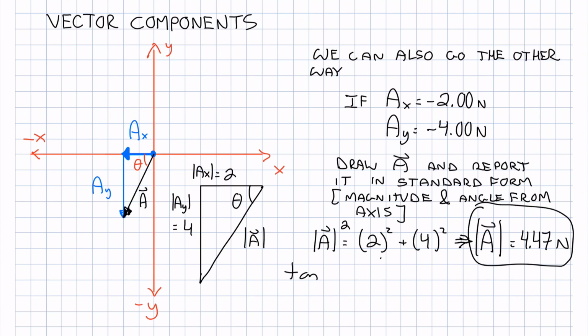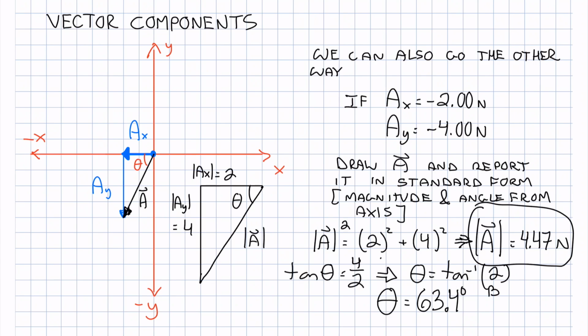Since I already know the opposite side and adjacent side, I might as well use the tangent relationship to find the angle. This will involve using the inverse tan function on your calculator. When I do that, I get an angle of 63.4 degrees. Now here's an important point. That angle means nothing unless you give it some context. For instance, that 63.4 degrees is below the negative x-axis.